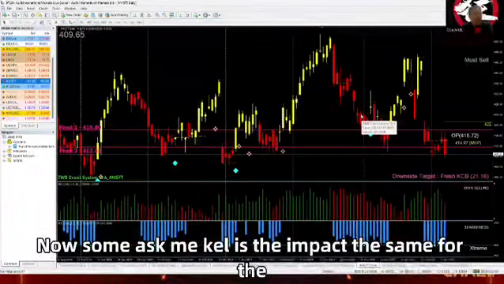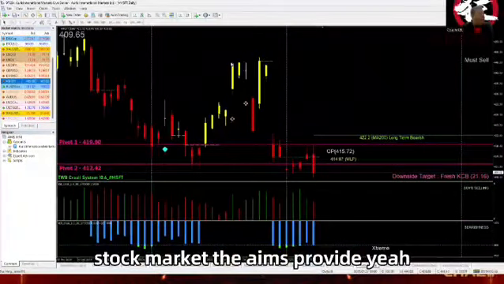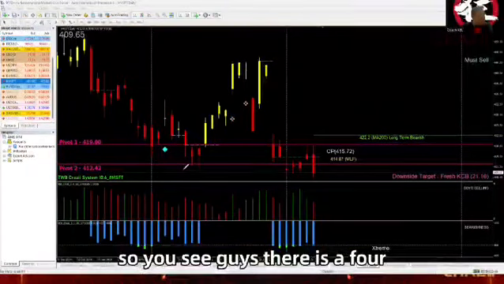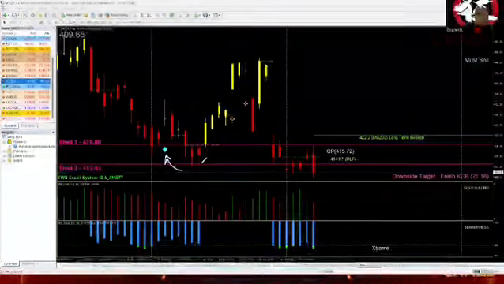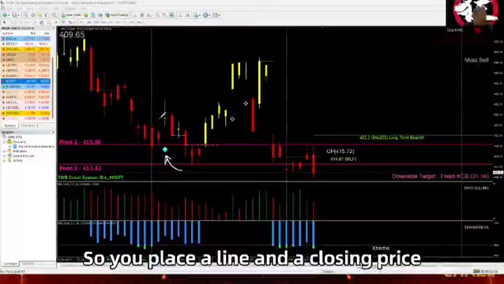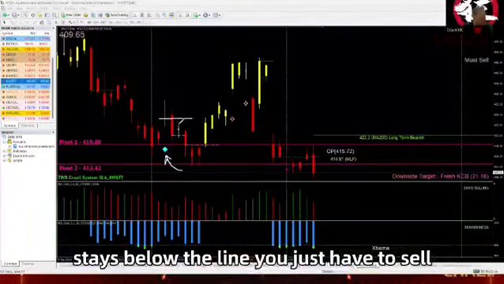Now, some people ask me, Cal, is the impact the same for the stock market that AIMS provide? Yeah, it's the same context. So you see, guys, there is a diamond here, right? Okay, so you place a line at the closing price. As long as the market stays below the line, you just have to sell.